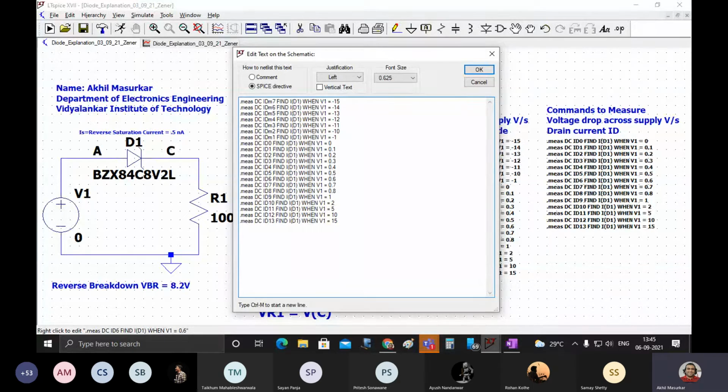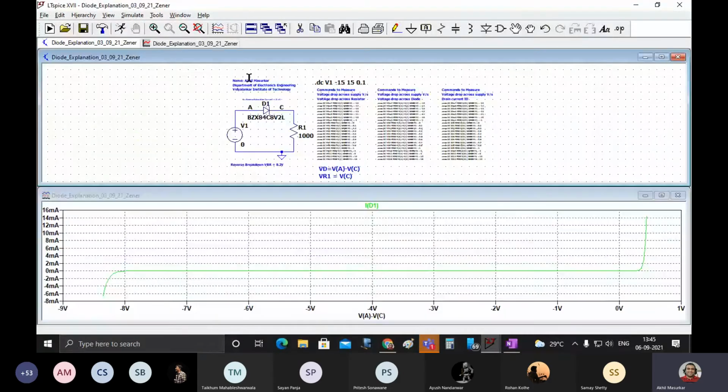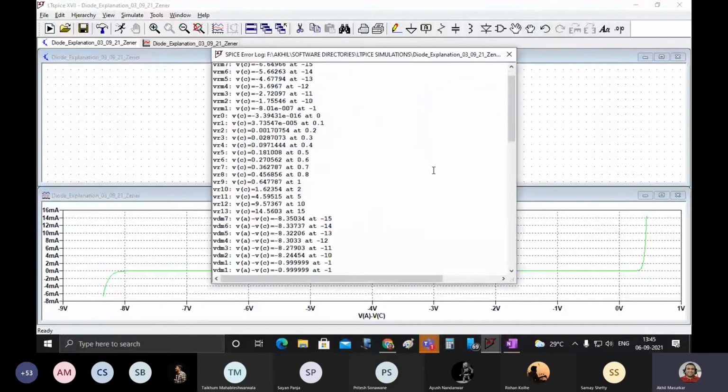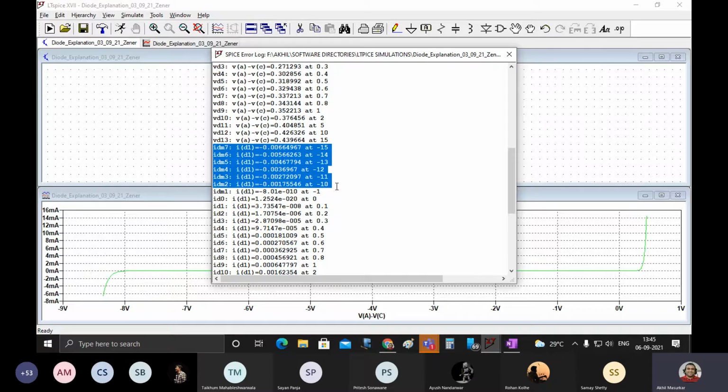Okay, now run this. See the SPICE error log. So now you can see some values of current in the reverse bias. If you look at ID7 to ID2, the current changes a lot. It changes from around 1 milliampere to around 6 milliamperes.